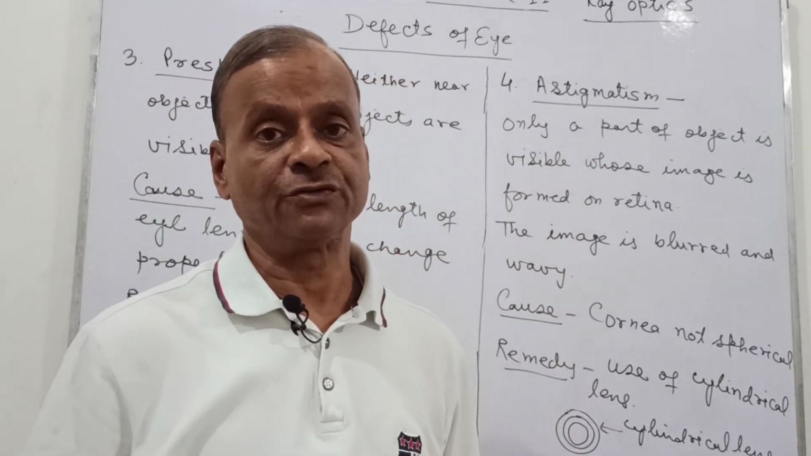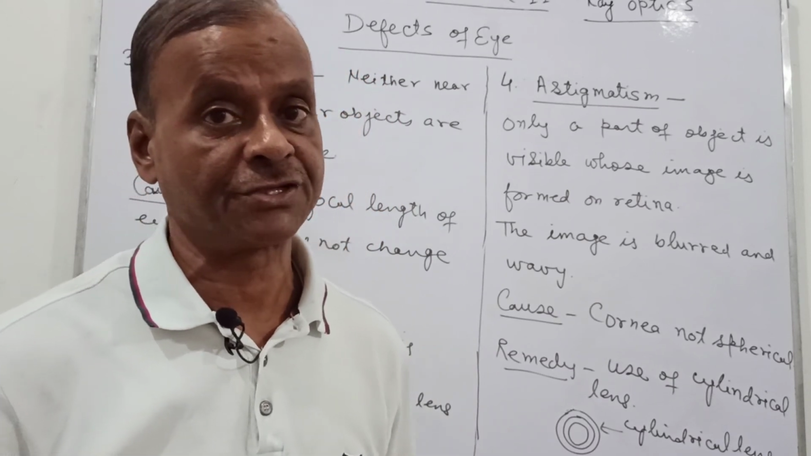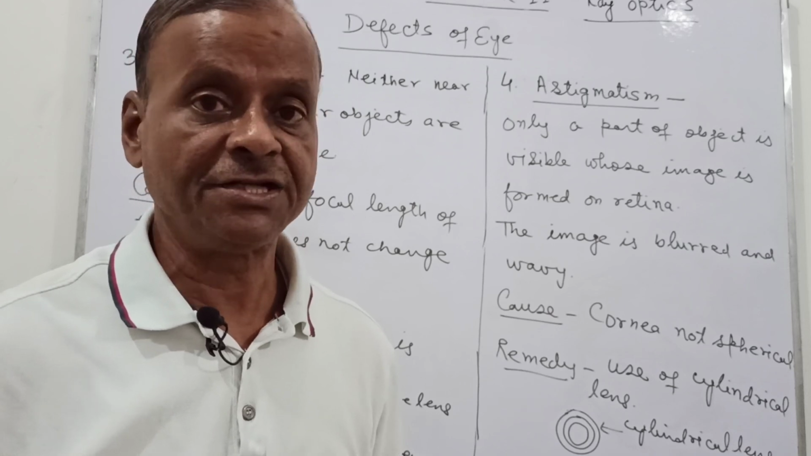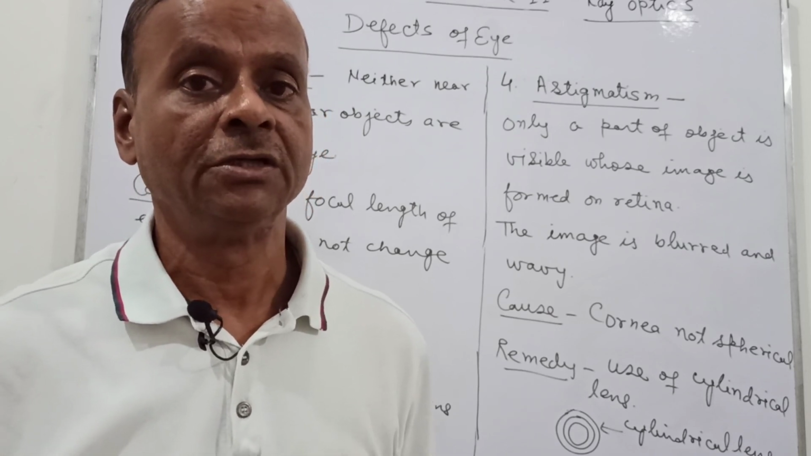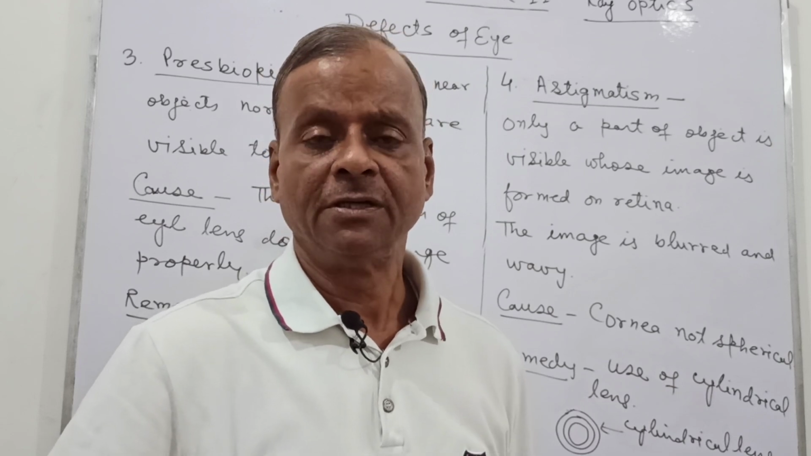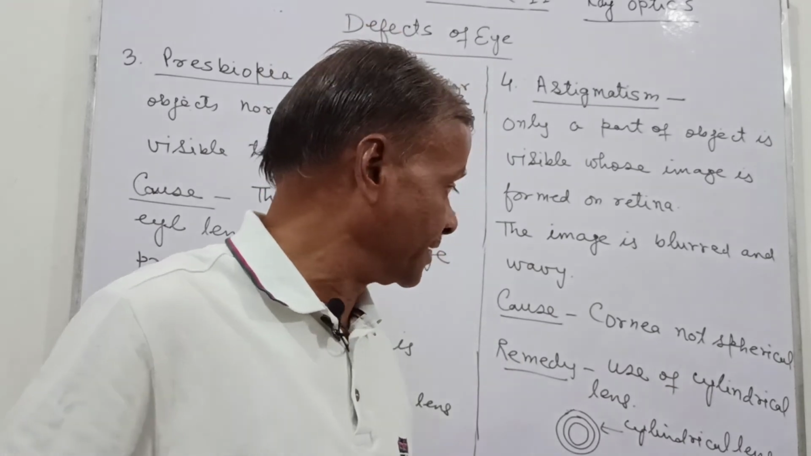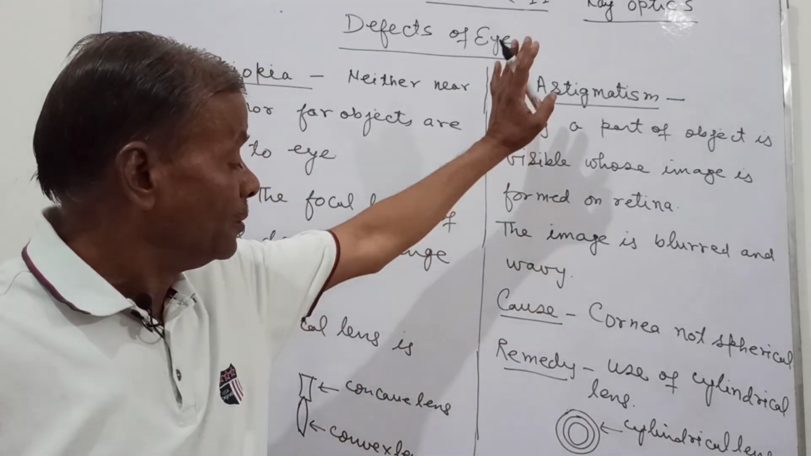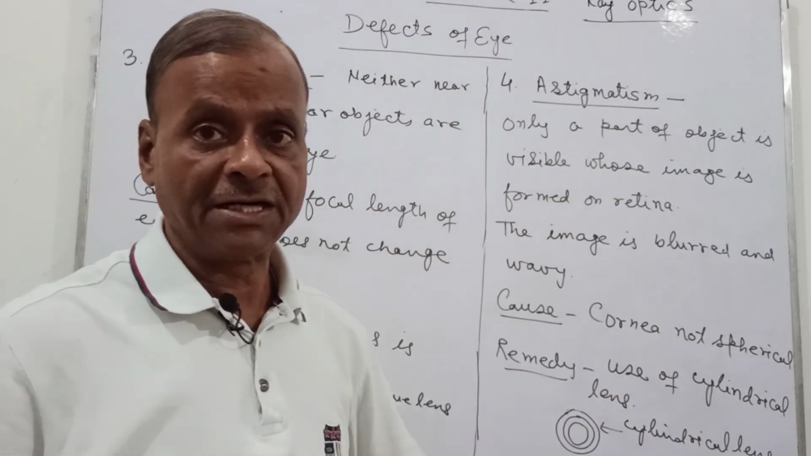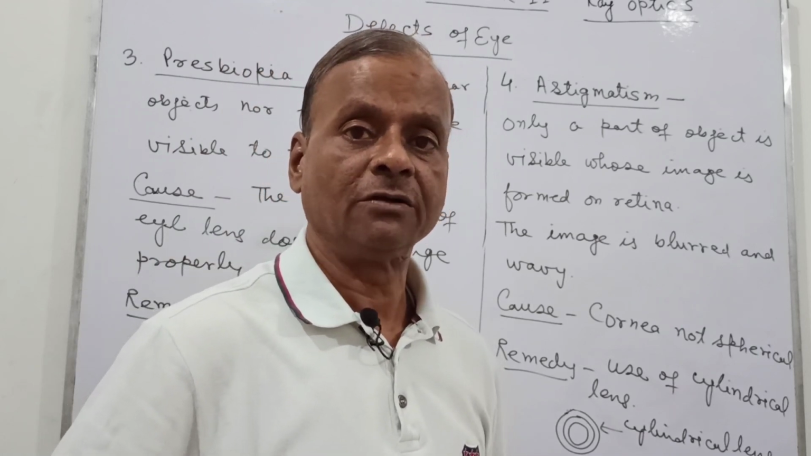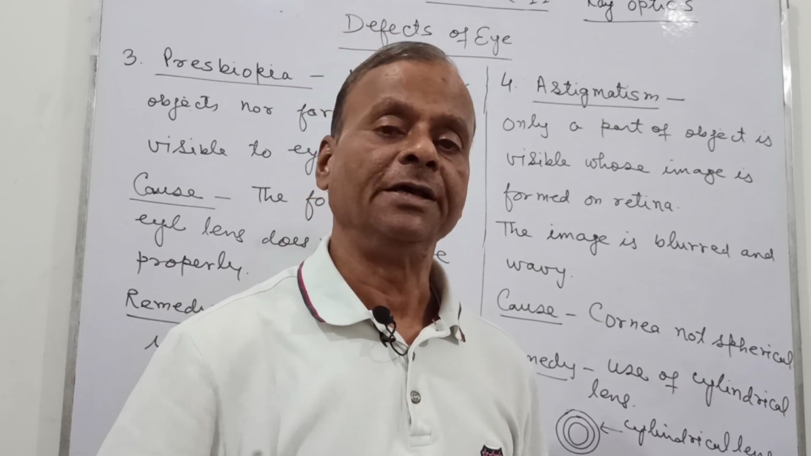These are the main defects which can be removed by using the lens. So they are called the defects. These are not the diseases. Diseases are another thing which are caused due to the lack of vitamins and the eating habits. So that affects the eyes. So when there are such things that can be removed by using the lens, that is called the defect of the eye.